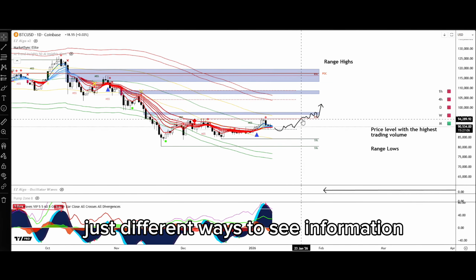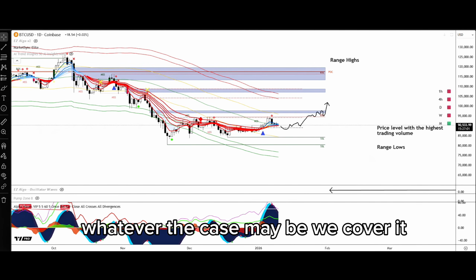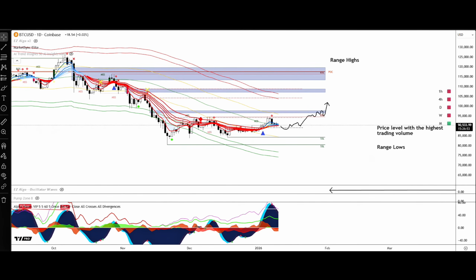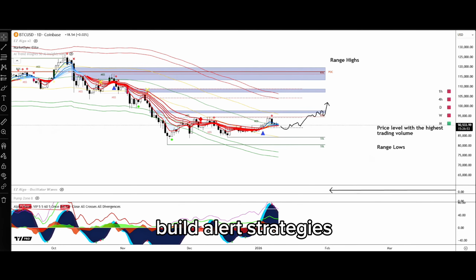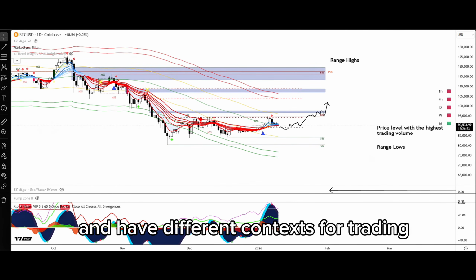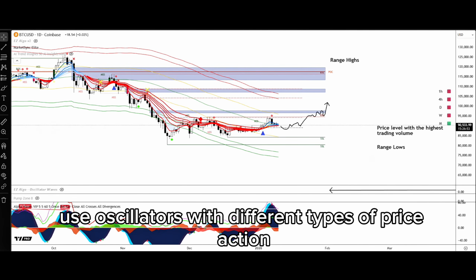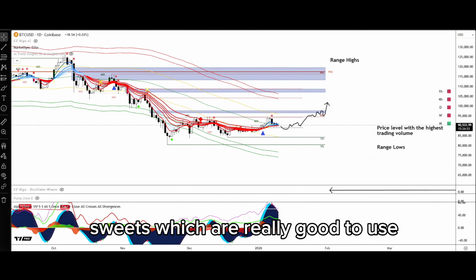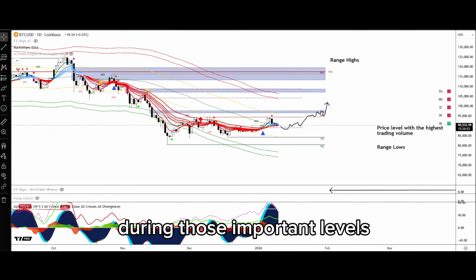Just different ways to see information, whether you want trends, clean levels, whatever the case may be. We cover it. That's all part of all these different indicator suites that you guys can use, set alerts on, bot alert strategies, and have different contexts for trading, whether you just want to purely follow buy and sell signals, use oscillators. We have different types of price action suites, which are really good to use. It even tells you the buying and selling that's taking place during those important levels.